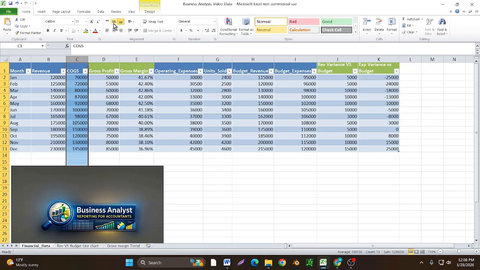So, what do we have here? We have gross profit, which is revenue minus cost of goods sold. And this shows the product level profitability trend. Looks like it's been going up. Gross margin is gross profit divided by revenue. And this shows efficiency, not just growth.